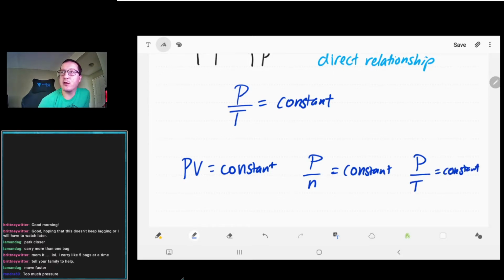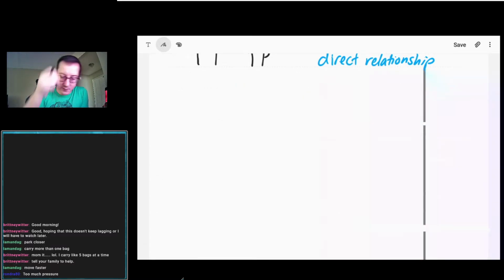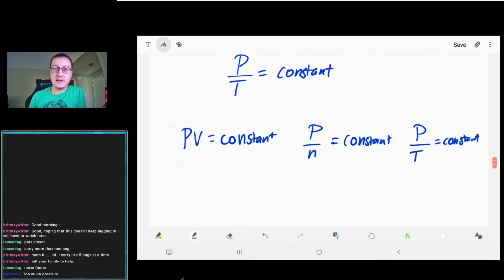Those are kind of the three relationships that we've come across here. And so, in fact, what we're able to do is combine all three of these together. And we're going to say that that's an extremely powerful way to talk about gases. So let's see what that would look like.